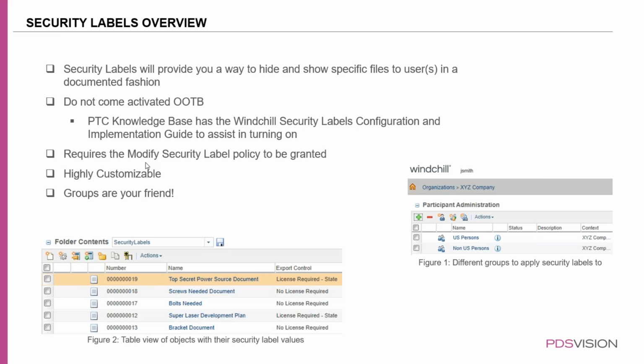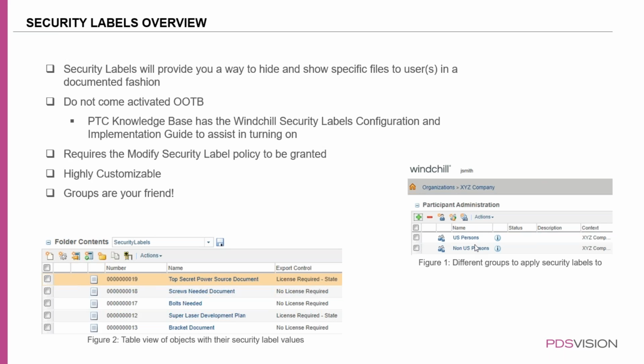So security labels are really, truly group dependent. The example I'm going to use in this whole webinar is this concept of export control. So controlling who can see specific objects based on if it needs to have export licensing. And a way to control this information, at least at a basic level, is to control who's a US person and who's not a US person in your organization maybe. That might control who can see certain objects.